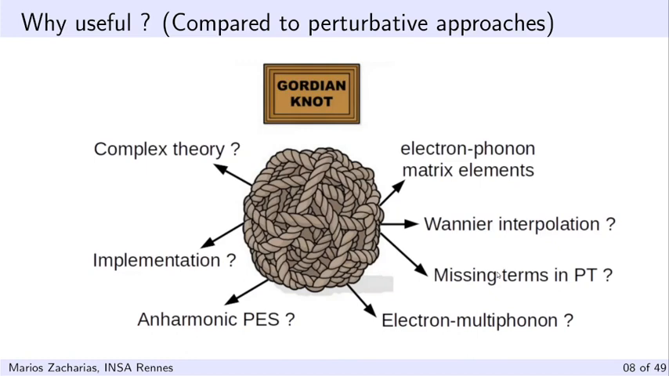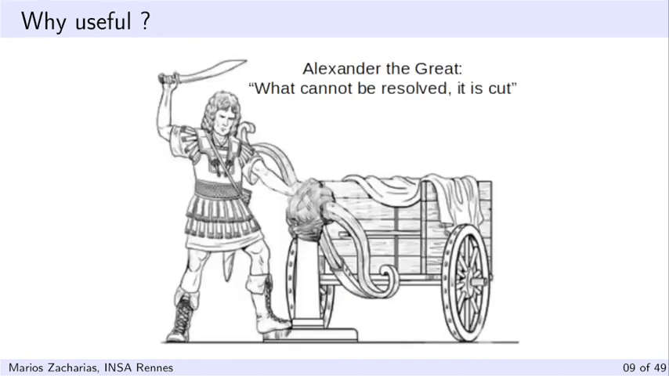And also in perturbation theory, there might be some missing terms because you usually truncate the expression up to first order or second order in nuclear coordinates. So you might be missing some electron-phonon multi-phonon coupling effects, which might be important at the end of the day for the temperature observable that you are interested in. So why is this methodology useful?